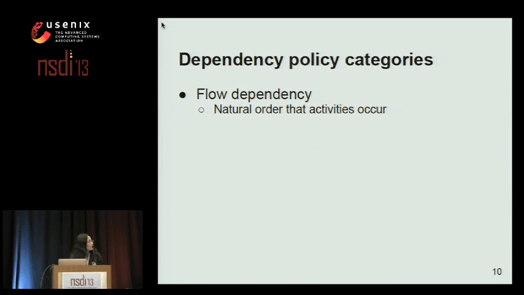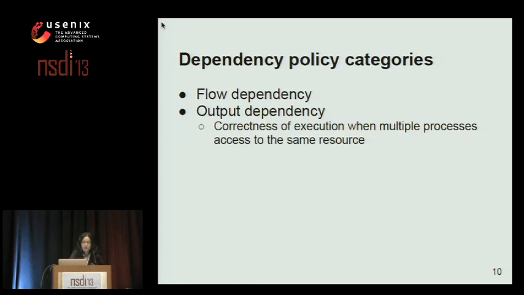Now let's look at the dependency policies that we found. We basically found 4 categories of dependency policies. The first category is flow dependency, which is the natural order that activities occur. An example is that we need to download an object before evaluating it. The second category is output dependency. It ensures the correctness of execution when multiple processes access the same resource. An example is HTML parsing and JavaScript evaluation cannot happen at the same time because both can modify the DOM.